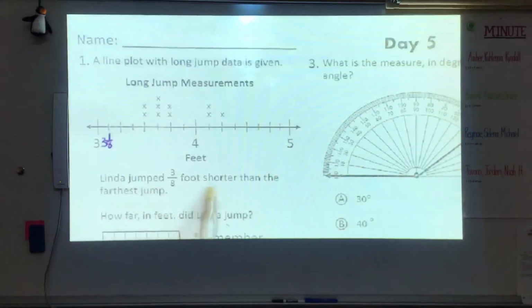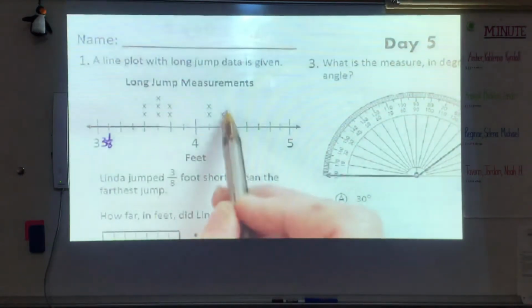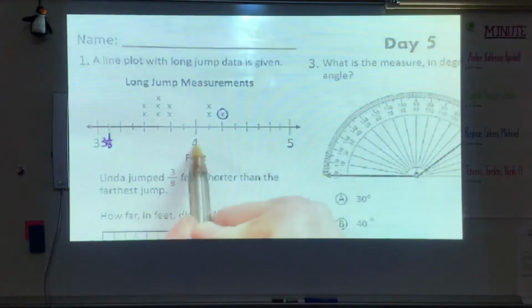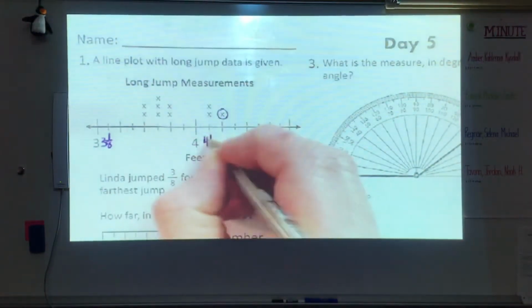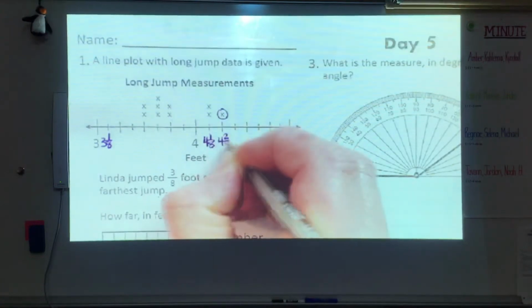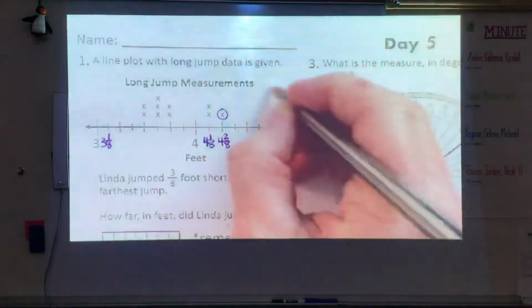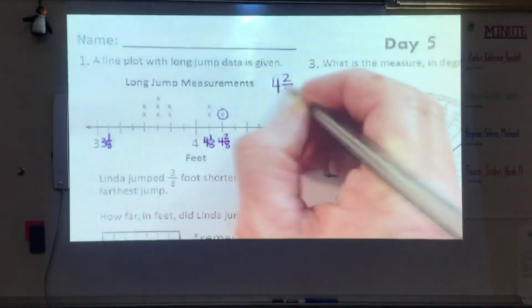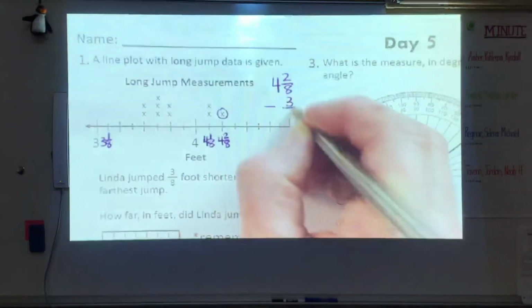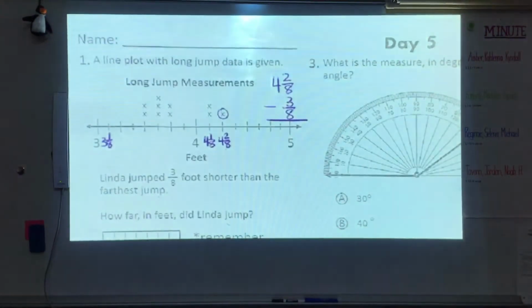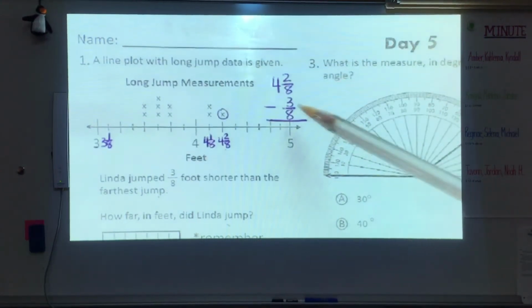But we're looking for 3/8 foot shorter than the farthest jump. So we need to figure out what this X is right here. If we know each of these is an eighth, this is 4 and 1/8, and this is 4 and 2/8. So we need to take our 4 and 2/8 and take 3/8 away from that. So we know we're going to be subtracting. Miss Hancock, what do you notice about that? Well, I know that I can't do 2/8 minus 3/8. There's not enough there. So we're going to have to borrow.